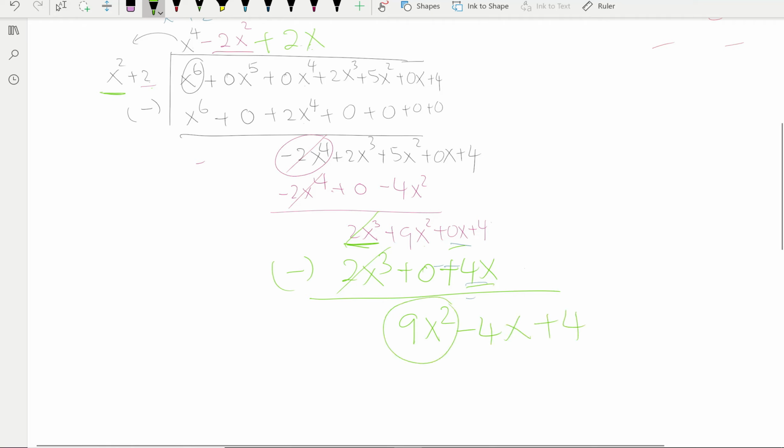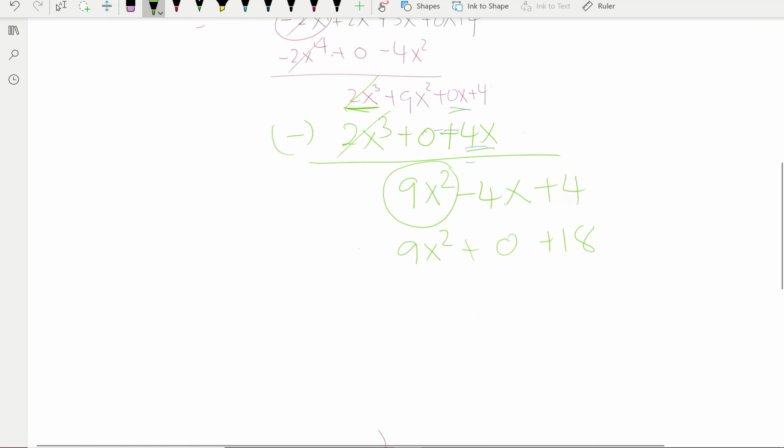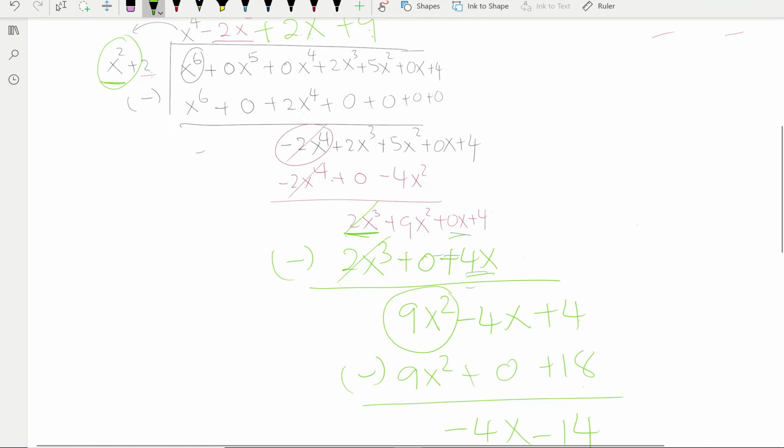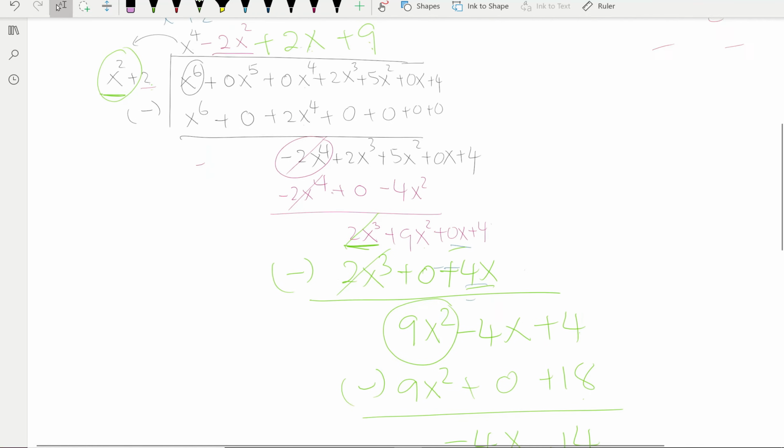Now the first term, 9x squared and x squared, so you have to multiply by 9. 9 times x squared is 9x squared. 9 times 2 is 18. Here nothing, plus 18. Okay, so if you subtract, you get minus 4x. 4 minus 18 is what? Negative 14. Okay. Alright.